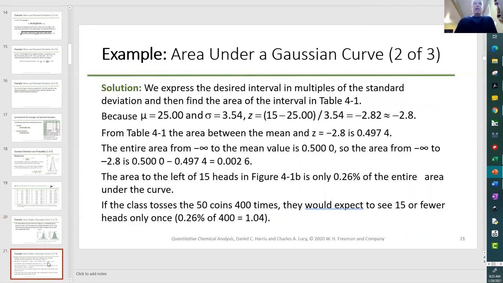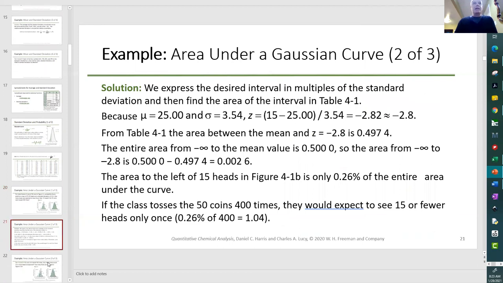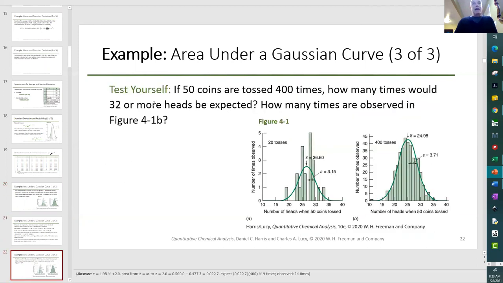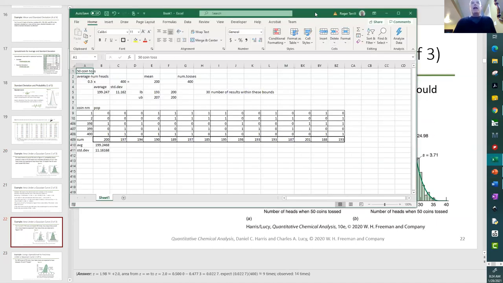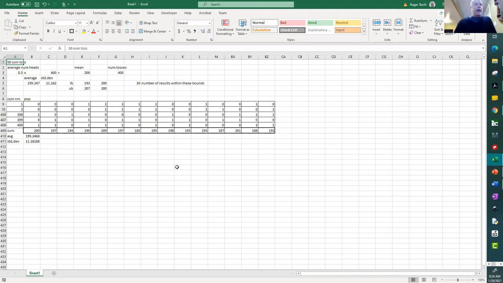And then I didn't read this slide, but I got down here and it said, test yourself. If 50 coins are tossed 400 times, how many times would you expect 32 or more heads? I was completely flummoxed. I did not know how to answer that. So I thought I could dig something clever out of Excel. I tried all kinds of functions and didn't get anywhere, but I set it up like this and I got an answer.